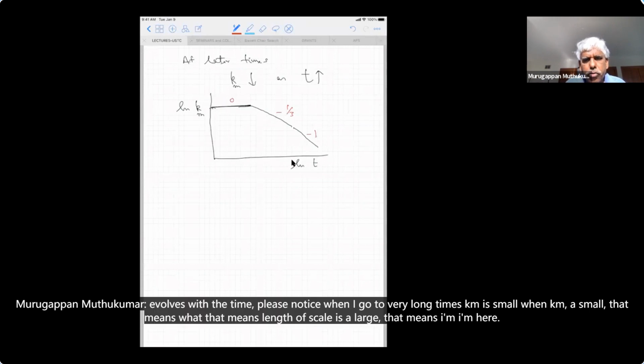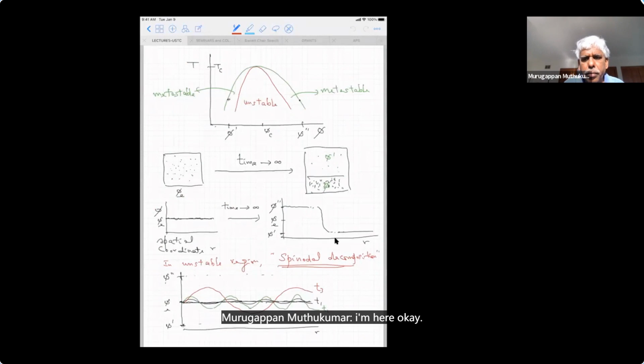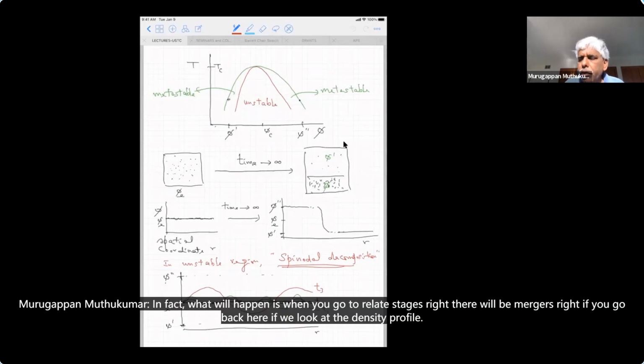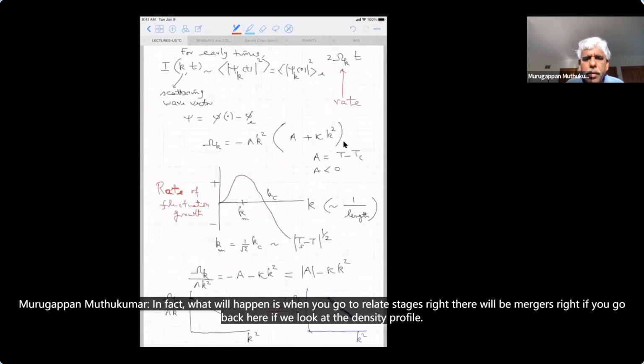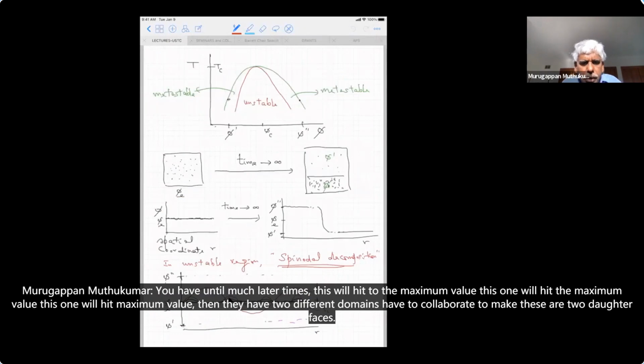Please notice when I go to very long times, Km is small. When Km is small, that means the length scale is large. That means I'm here. In fact, when you go to very late stages, there will be a merger. If you look at the density profile, eventually at much later times, this one will hit the maximum value, this one will hit the maximum value, and different domains have to collaborate to make these two daughter phases.